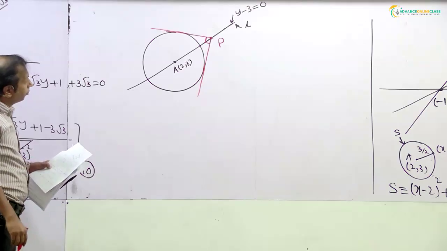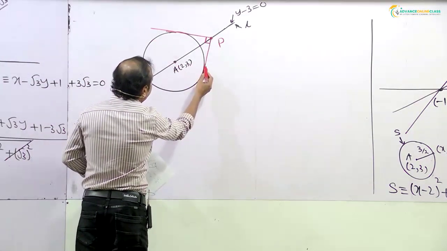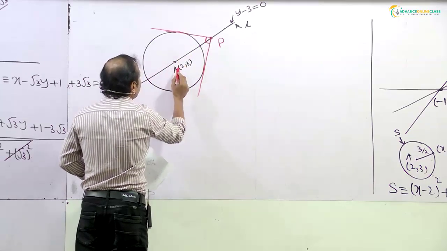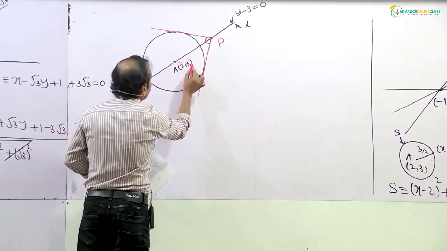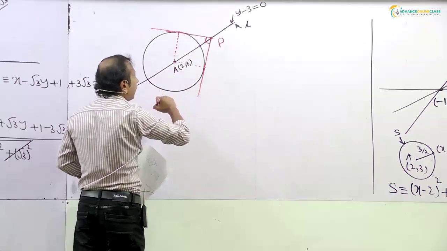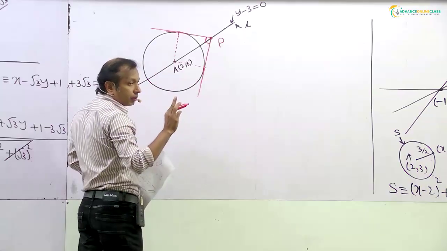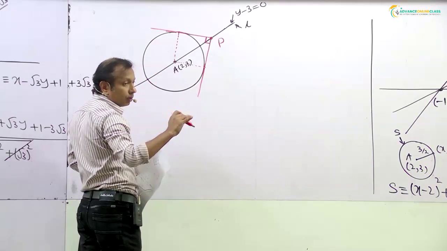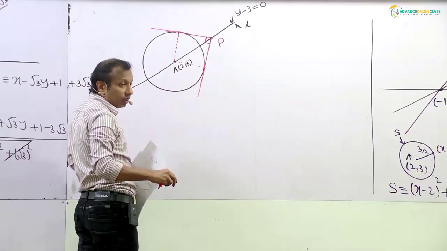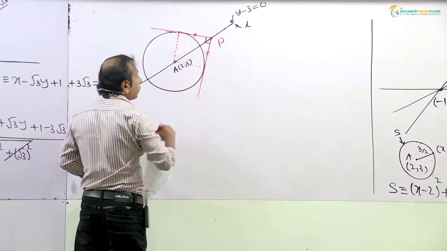Right. Now, if I join this center and the point of contact here, we get something like this. You know, when we construct two tangents from an external point to a circle, the two tangents are equal in length. Therefore, this length and this length are equal.